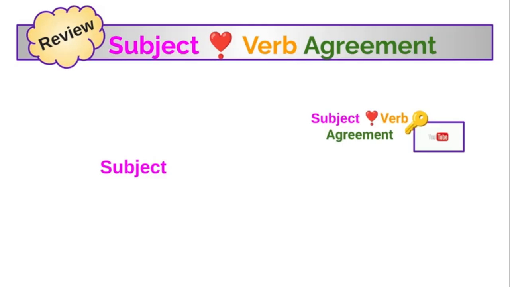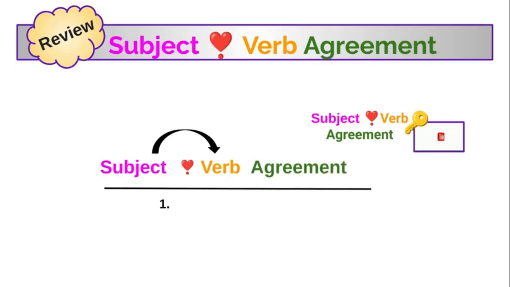The subject is the noun, pronoun, or noun phrase. It is the who or what we're talking about in a sentence. A verb is an action word or a state of being. It describes the subject, what it's doing, or the state of being of the subject. The subject and the verb must agree in a sentence.